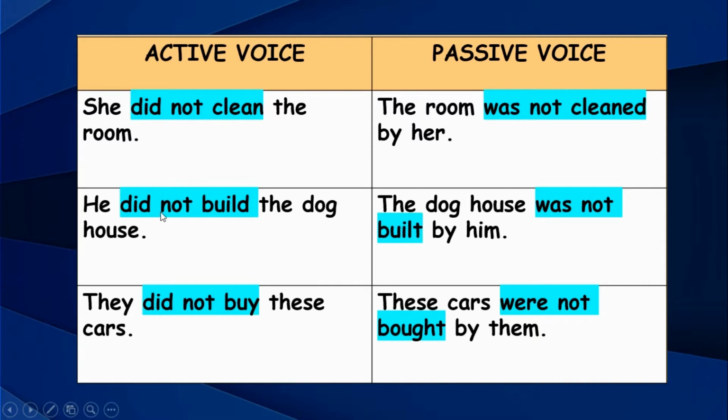Okay, and he did not build the dog house. So the dog house has come forward. The dog house was plus not plus V3, was not built by him. Okay, they did not buy these cars. So these cars, start the sentence, these cars were, because cars is a plural, were plus not plus V3, bought. These cars were not bought by them.